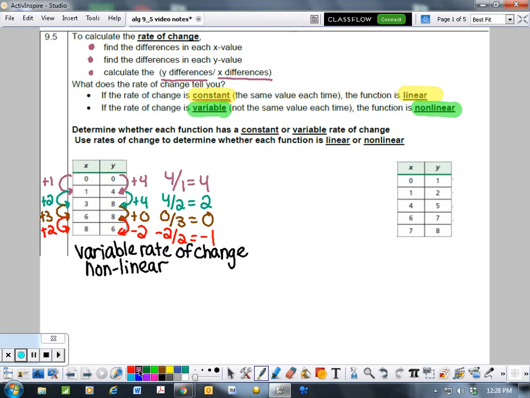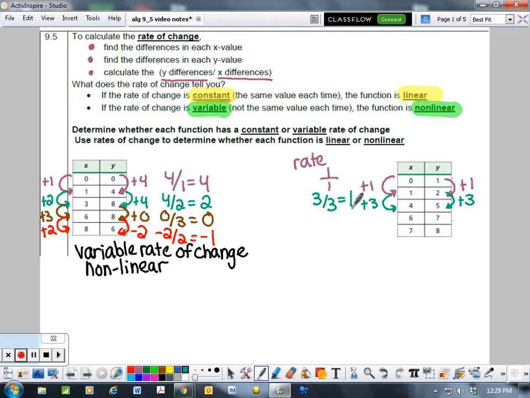So now I'm going to go to the next one. I'm going to do the same idea. So here I add 1, and here I add 1. So my rate of change is going to be 1 over 1. Now I'm going to grab another color because I like color coding my stuff. I'm going to add 3, and I'm going to add 3. So my rate of change is 3 over 3, which is really just 1.